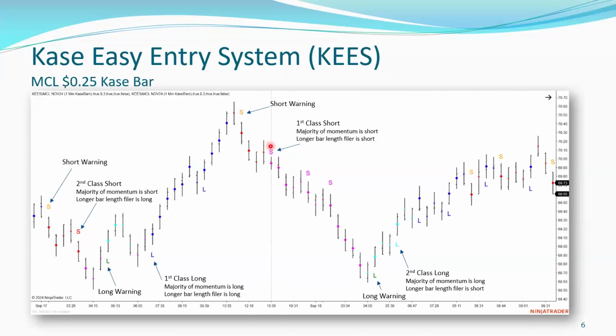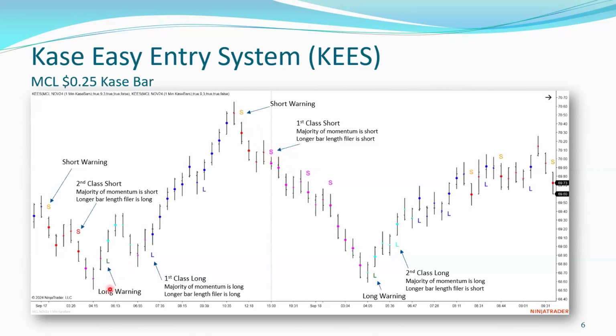Whereas over here, where we're getting the pink S or the first class short, basically the majority of momentum on the chart that we're looking at, in this case a micro crude oil 25-cent Kase bar, is short, and the longer time frame filter, that filter that's 3 times longer than the bar length that we're looking at, is also permission short. So that tells us basically the market is trending in our direction, not only on this bar length, but on a longer bar length.